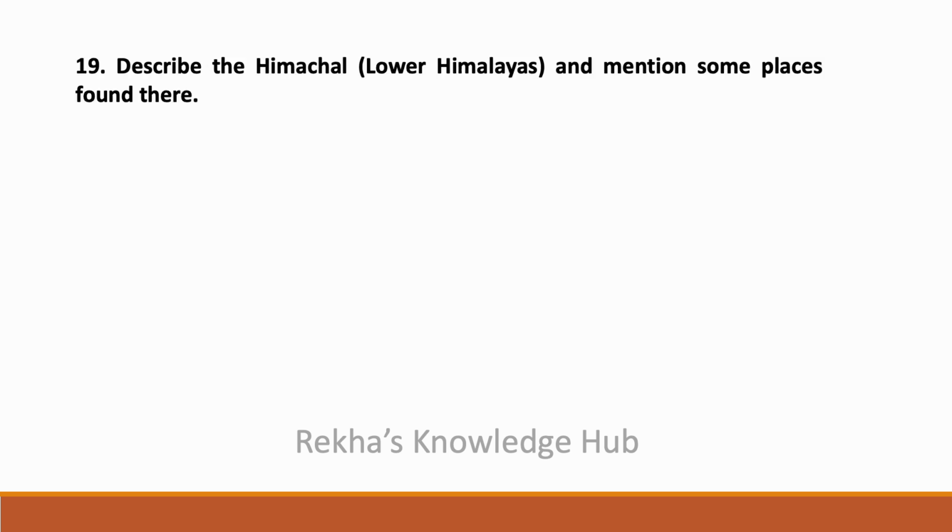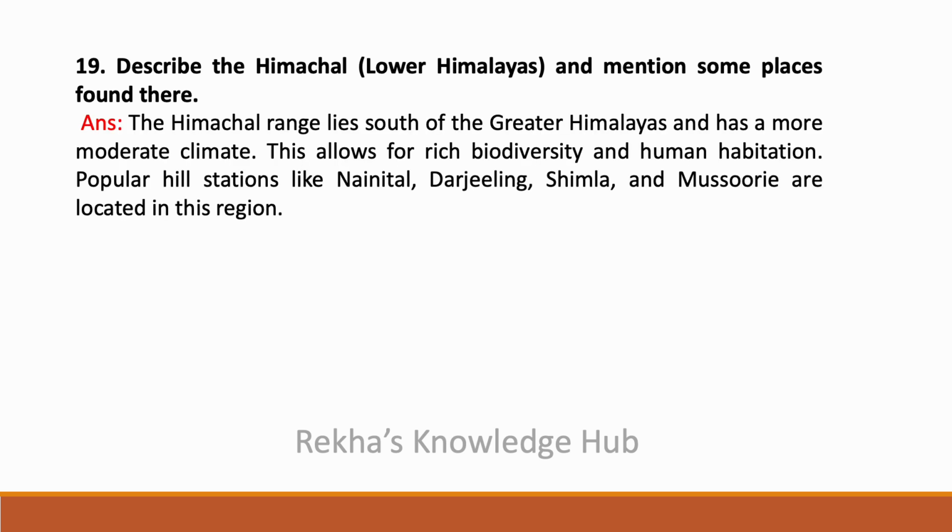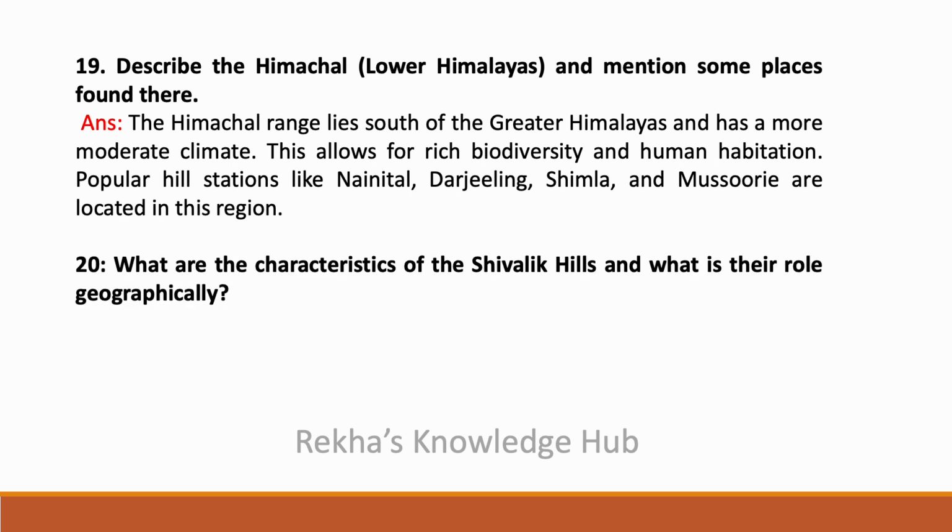Describe the Himachal or Lower Himalayas and mention some places found there. The Himachal range lies south of the Greater Himalayas. It has a more moderate climate. This allows for rich biodiversity and human habitation. Some places found there are hill stations like Nainital, Darjeeling, Shimla and Mussoorie.